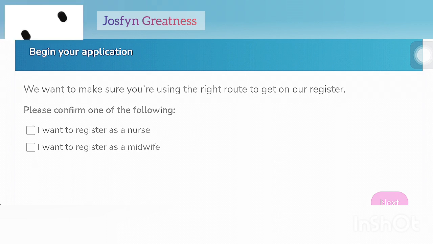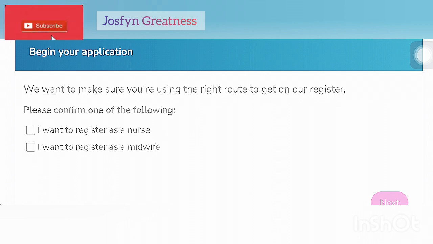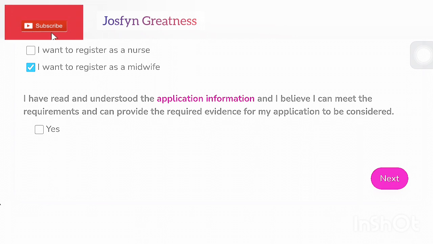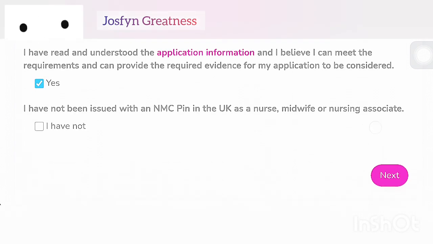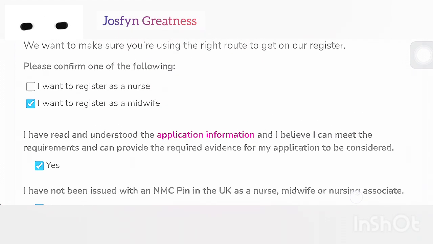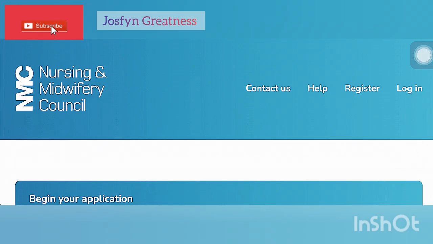Do you please confirm one of the following? I want to register as a nurse. If you're a nurse, you hit that one. Or if you want to register as a midwife, let's say, for example, you want to register as a midwife, then it brings you to this one. I have read and understood the application and I believe I can meet it. So it's like you are giving a consent. You hit yes. And then it goes on and on. I have not been issued with an NMC PIN in the UK as a nurse or midwife or nursing associate. I have not. When you are done, you hit next.